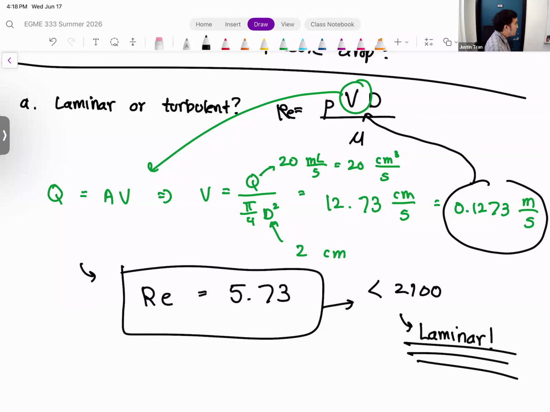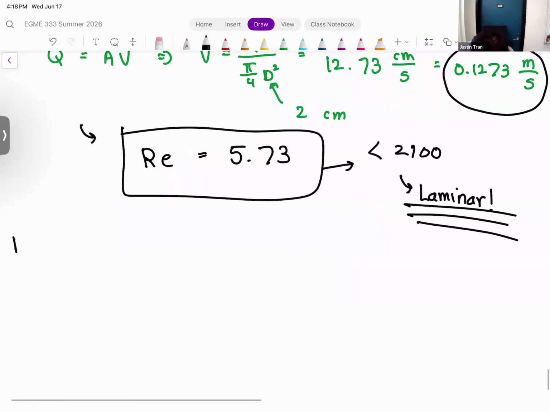So that's good because we need the flow to be laminar. Otherwise, the equations that we just went over don't have any merit. Okay. All right. So let's go and move on to part B.